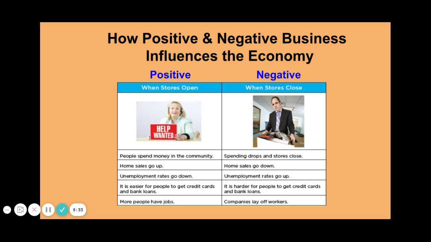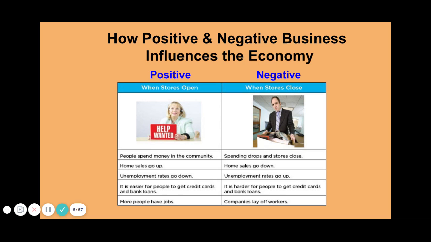So positives and negatives about businesses, okay, and how they influence the economy. The positives are going to be all about people, they spend money in the community. Home sales go up when the economy is good. Unemployment rate goes down. People make more money. It's easier for people to get credit cards and buy things and get bank loans. More people have jobs. So that is the good part of the economy and when it's good.